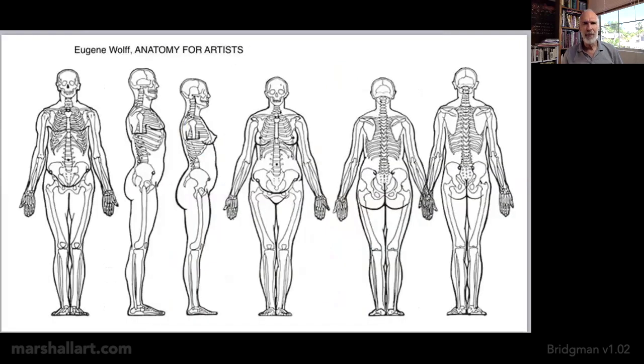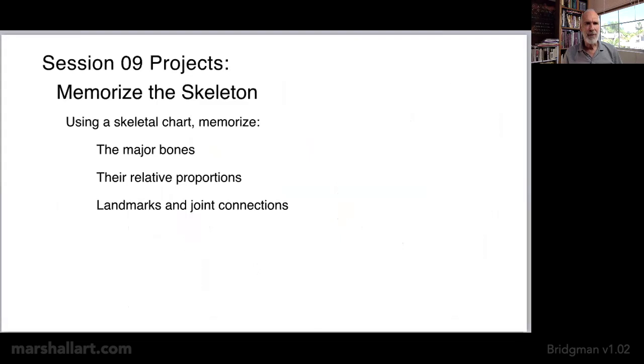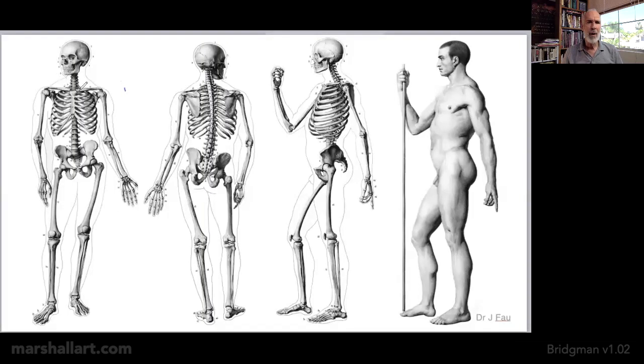Eugene Wolf's old anatomy book, this is from maybe over 100 years ago, where he puts the skeletons inside the contours of the body. That's nice too. Any anatomical chart will give this to you. Your job is to memorize the major bones, their relative proportions, and the landmarks and joint connections. You already know about the 3 big bumps. They come first. We've spent a lot of time on them because the limbs grow out of them.